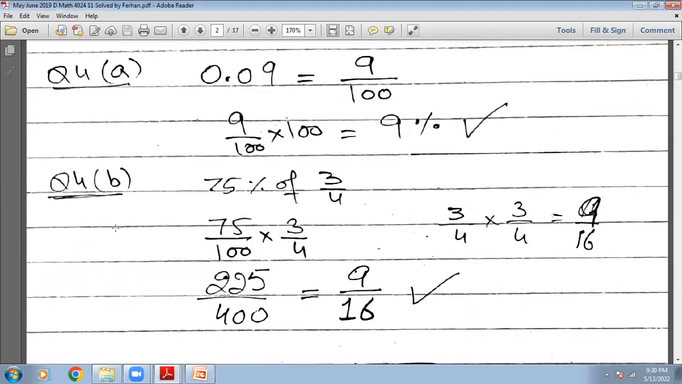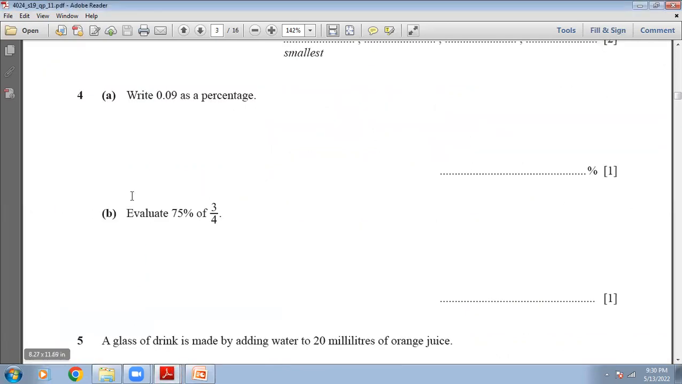So let me show you my work. First of all, I converted that decimal into a simple fraction, and then I multiplied that fraction by 100 to convert it into a percentage. So the 100s cancel, and you get 9%. So 9% is the right answer. I've already checked that answer.